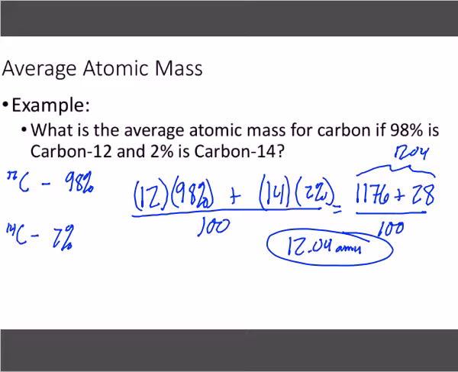I'm going to show you the other way. This is the way that I personally like better because I don't have to worry about that dividing by 100 in the end. What I'm going to do is when I see my percentages, I'm just going to convert these to a decimal right away. So this is going to be 0.98.